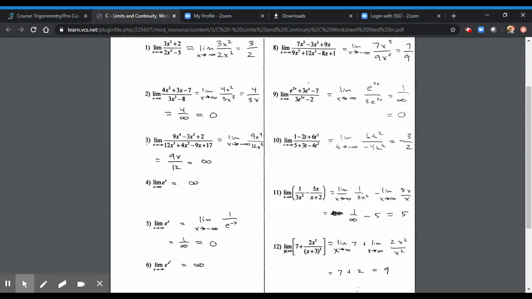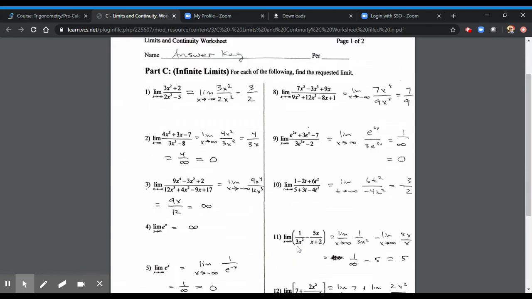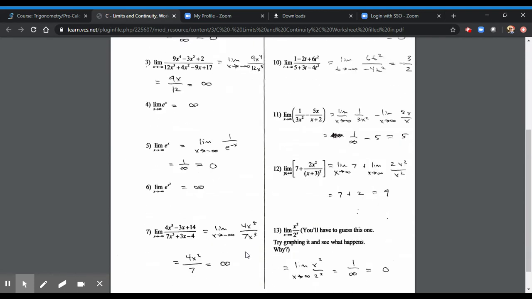The limit as x goes to negative infinity of e to the x squared. Well, x squared is going to become a very large positive infinity. So e to the positive infinity is just infinity. And number 7, the limit of this. We're going to look at just the highest order terms, the limit as x goes to negative infinity of 4x to the fifth over 7x cubed. I'm left with 4x squared over 7. And as x goes to negative infinity, this is going to become a large positive number, so positive infinity.